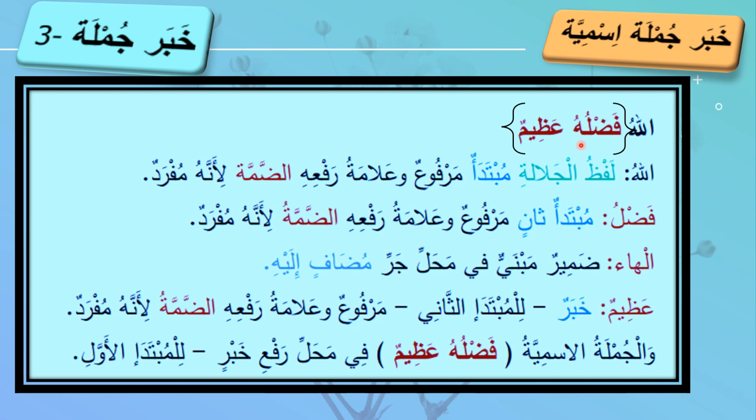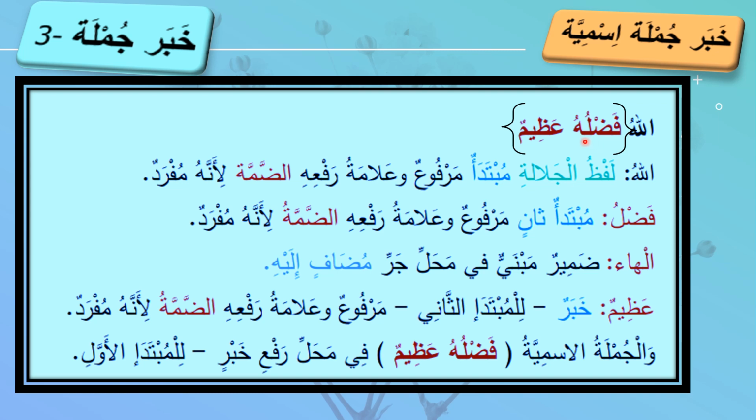So fadluhu means his favor. Whose favor? Allah's favor. So what is the position of fadl here? After the lafzul jalala mubtada, fadlu is mubtada thanin. It's a second mubtada. So now you're learning another new type of i'rab, and yes, the second mubtada may come in the sentence. So our first mubtada is lafzul jalala, then the second mubtada is fadl, and one may ask why it is mubtada. How can it be mubtada?